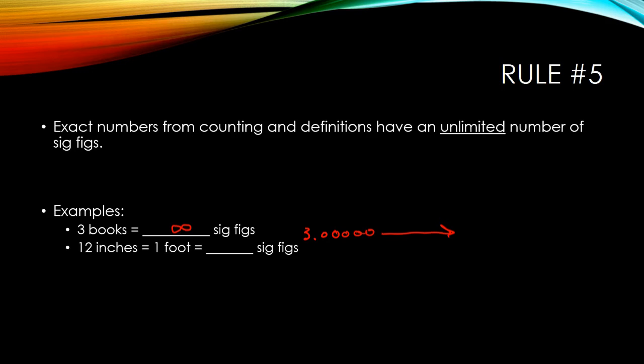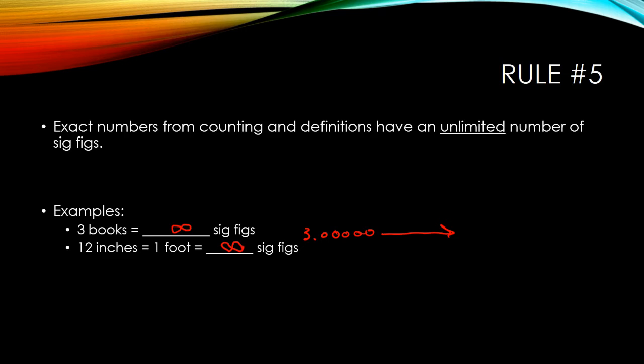Let's look at another one that says that there are exactly 12 inches in 1 foot. Again, this is something that we say has an infinite number of sig figs because there's exactly 12 inches in 1 foot, meaning there's 12.00000000 to infinity inches and 1.0000 to infinity foot or feet. So that's the idea with this last rule, or rule number 5.